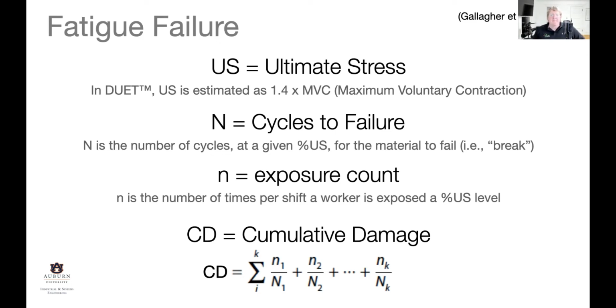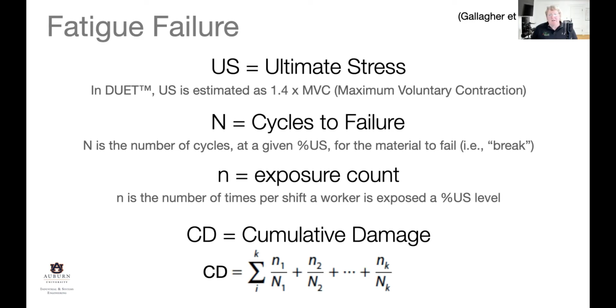Okay. If we look at N, it is cycles to failure, the number of cycles at a given percentage of ultimate strength for the material to fail. In our case, tendons, ligaments, that sort of thing. n is an exposure count, the number of times a shift a worker is exposed to a certain level of ultimate strength, or ultimate stress, I should say.